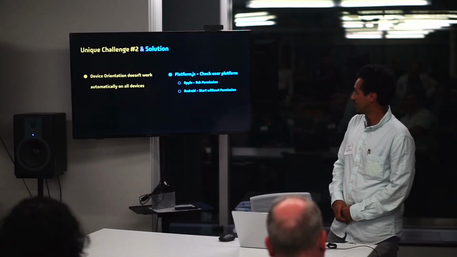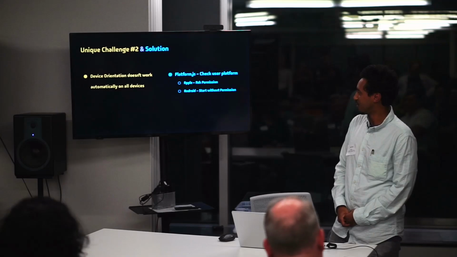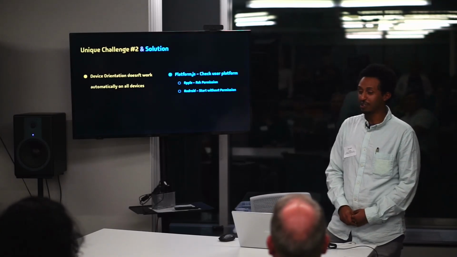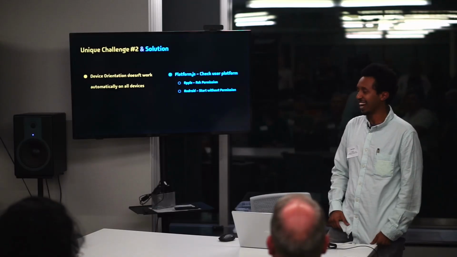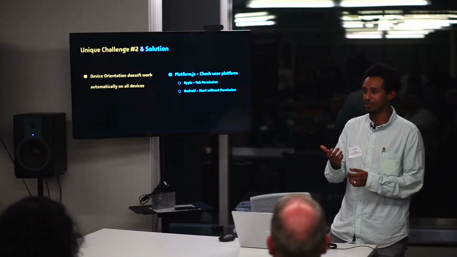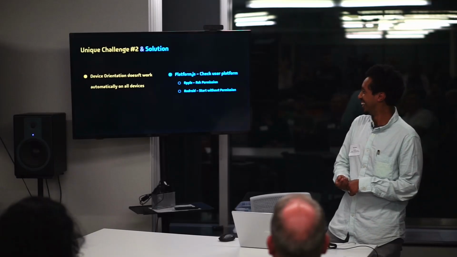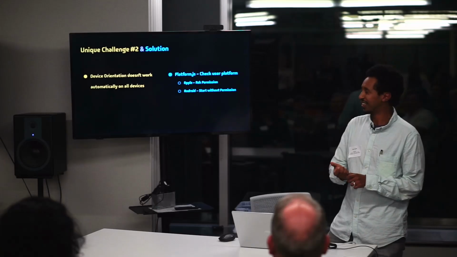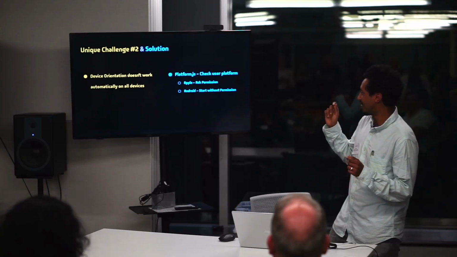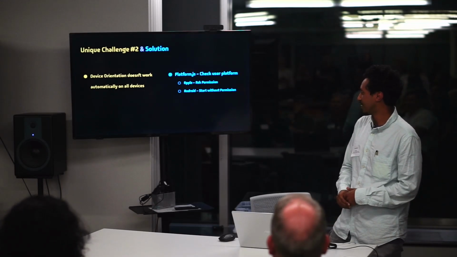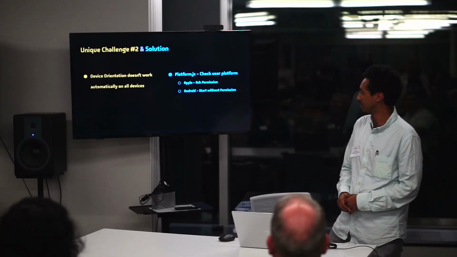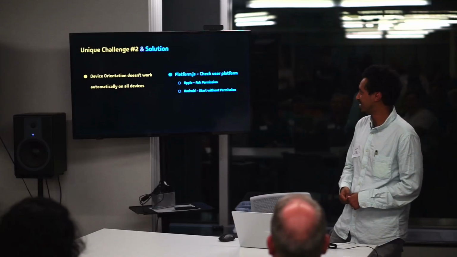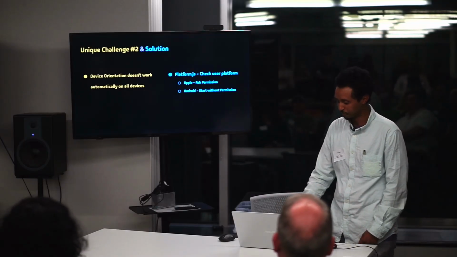The second unique challenge I had was that device orientation does not automatically work on all devices. On Android it just works automatically, but on Apple it doesn't. I didn't know this because I had an Android phone, so I ended up testing it on my wife's phone, and it didn't work at all. So I used a library called Platform.js that checked the user platform for me, and that made it really easy. If it's Apple, it will ask you for permission, and if it's not, it will just start automatically.